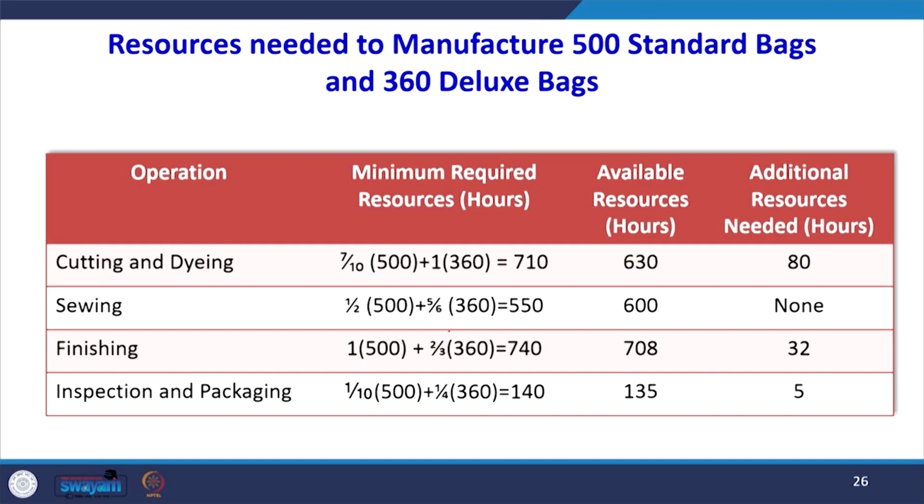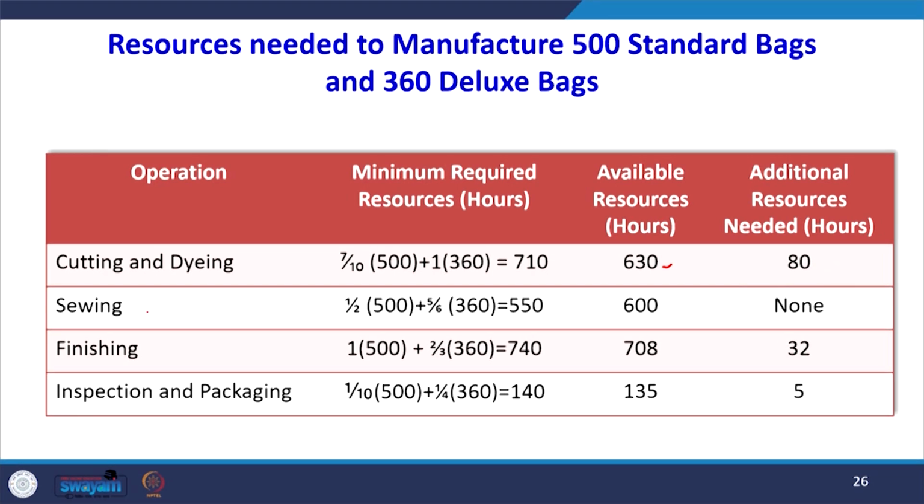For example, let us see how this infeasibility occurs. We have seen that the company is bringing a new constraint, that is, resources needed to manufacture 500 standard bags and 360 deluxe bags. This 500 and 360 was imposed by the company. Suppose when you substitute these values in our constraint, 7/10 of 500 plus 360, 710. So the resources required is 710, but the resources available is only 630. So additional resources of 800 hours is required.